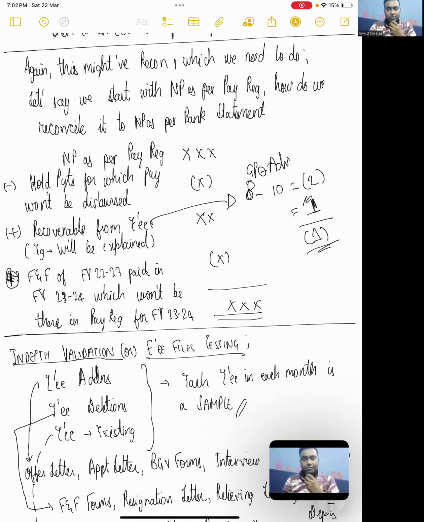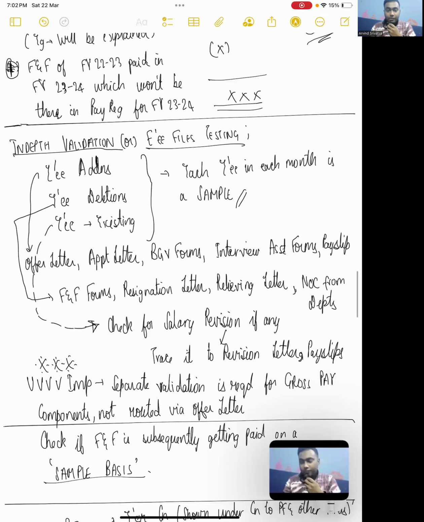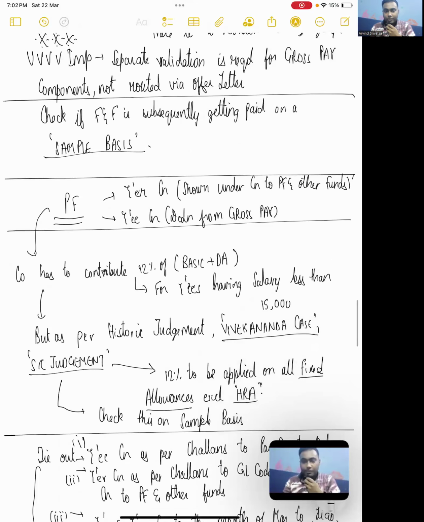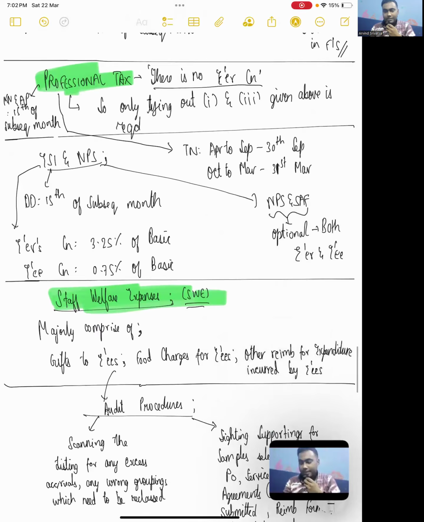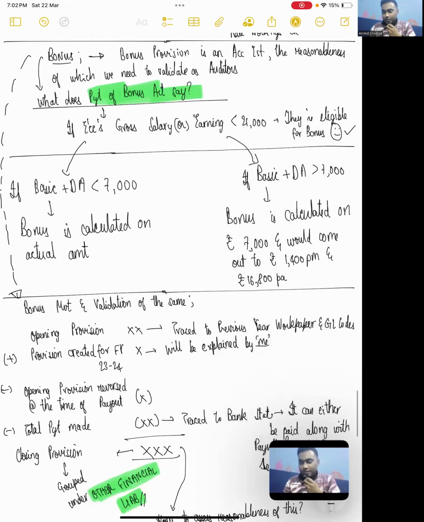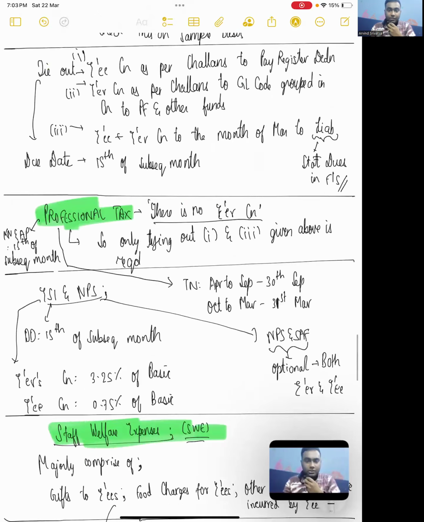And in-depth validation. In in-depth validation, we will be basically seeing what we do for employee additions, employee deletions, and existing employees. So yes, we will be looking at in-depth validation, which is one of the concepts. We will be looking at statutory dues like PF, your professional tax, ESI, NPS, staff welfare expenses, and your bonus and your CARO reporting implications also as a part of the next video.